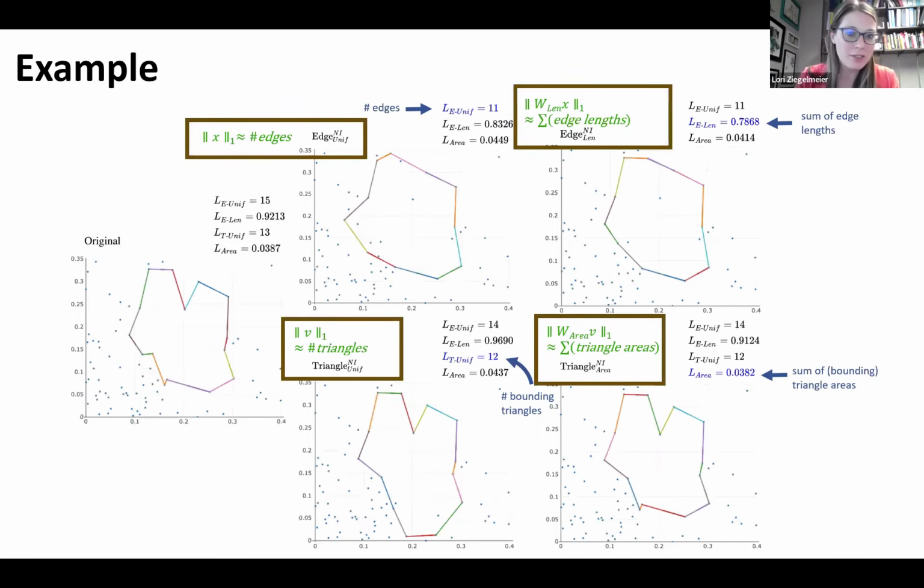Now, before we get into some of the details of our analyses, here's just a simple example. Here's an original cycle representative, and then here are 4 solutions to 4 different optimization problems given in green. Here we have various loss functions. So think of this as the number of edges, the number of triangles, the length and the area. And we see that each representative actually does optimize the thing it sets out to optimize.